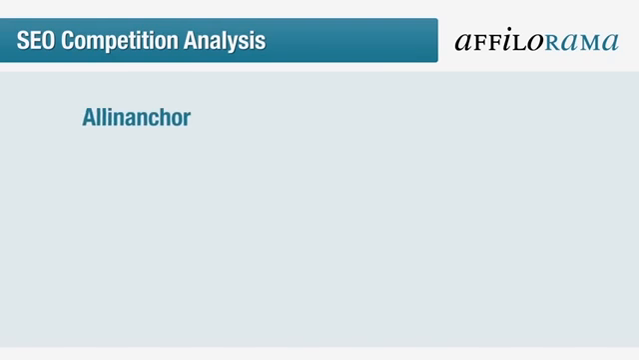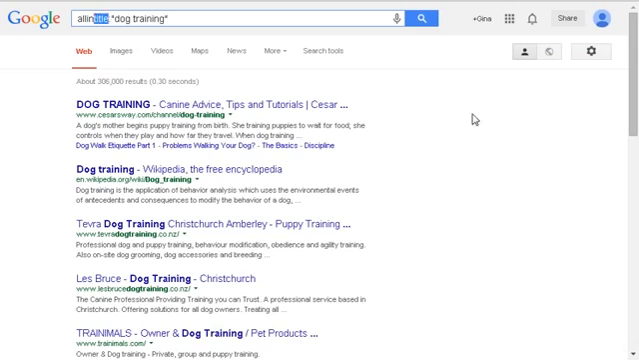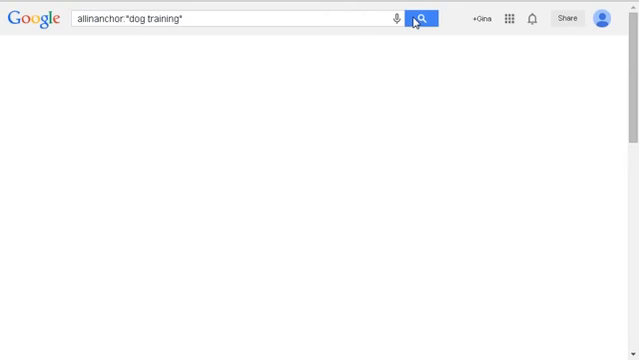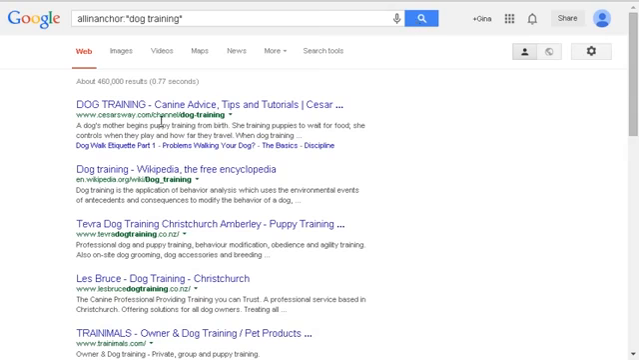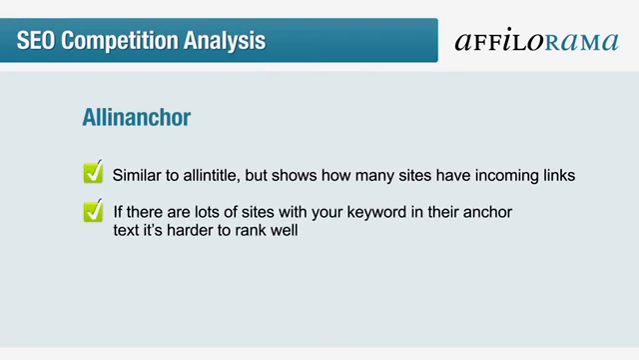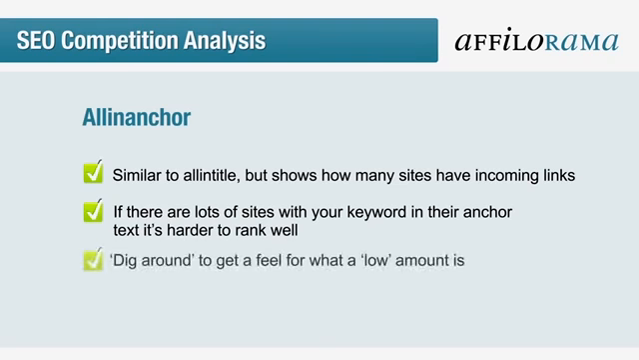Next is "allinanchor:". This is similar to allintitle, but it tells you how many sites have incoming links with those keywords in the anchor text. You might remember from our SEO lessons that anchor text is pretty important in determining your rankings. If there are lots of sites with your keyword in their anchor text, it makes it harder to rank well yourself. Ideally, you want to see a low number here, but what constitutes low depends on the topic and the market. You may need to dig around for a while to get a feeling for what low is.